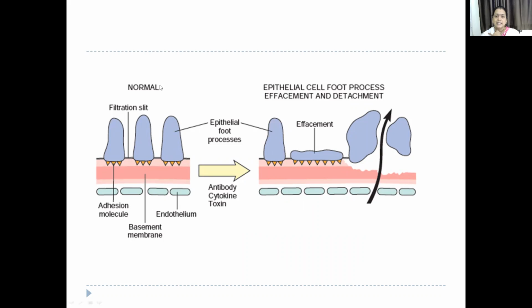Then this filtration slit, if it is getting damaged by an antibody, cytokine, or a toxin, there will be effacement of these foot processes of the podocytes. There will be detachment of these epithelial cells. So there is an injury here. You can see the basement membrane got injured and there is no attachment to the underlying thing. So there will be plasma protein leak from here.